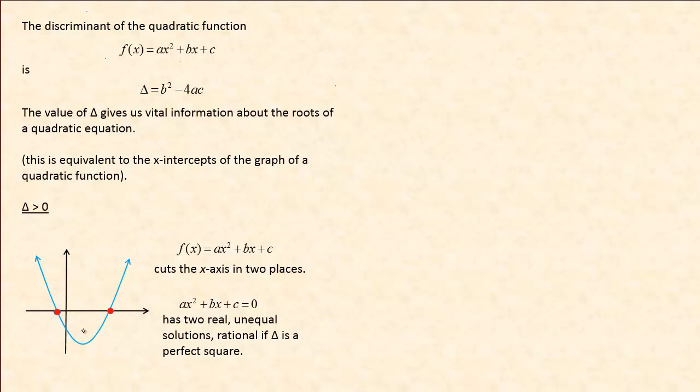So the graph would look like this, with two distinct crossings of the x-axis, which would be the roots of the equation. This way if a is greater than 0, so we have a happy curve. And this way if a is less than 0, so we have a sad curve.